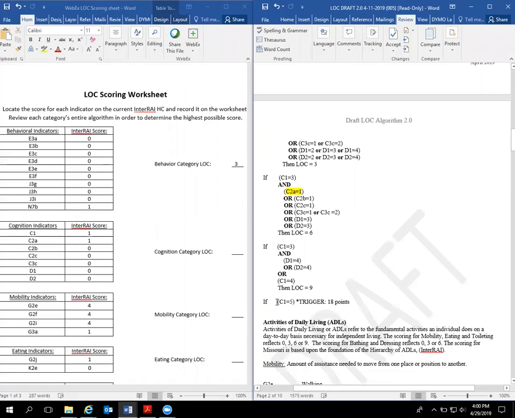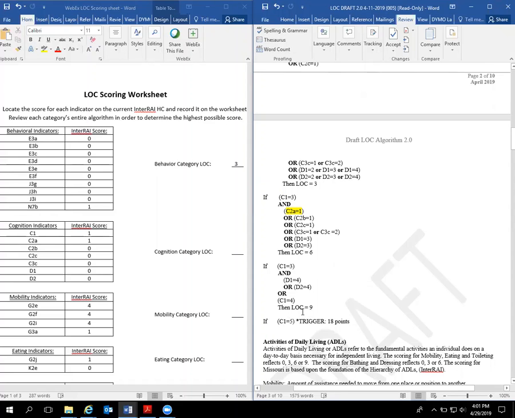Cognition has a trigger question. If C1 equals 5 in your participant's enter-I, that participant would automatically receive services under our new level of care algorithm. In this case, we know that our participant does not have C1 equals 5 on their enter-I because we highlighted everything that the participant had on the enter-I, and this C1 equals 5 is not highlighted. So the participant does not meet the criteria for the trigger question, the 18 points.